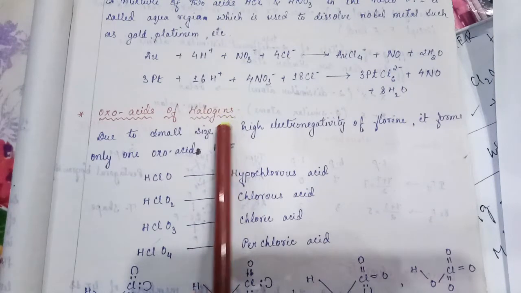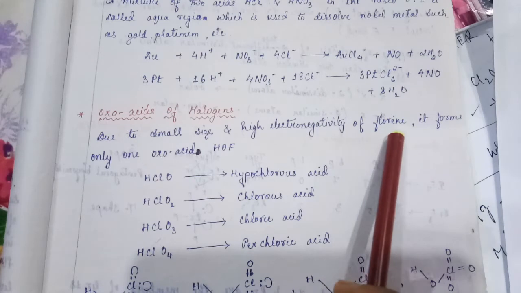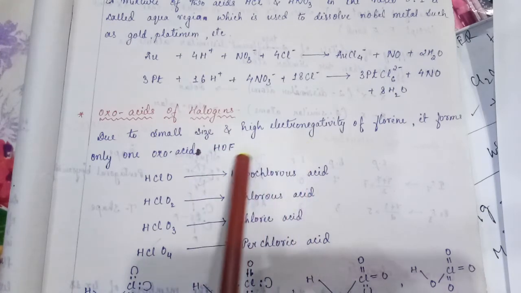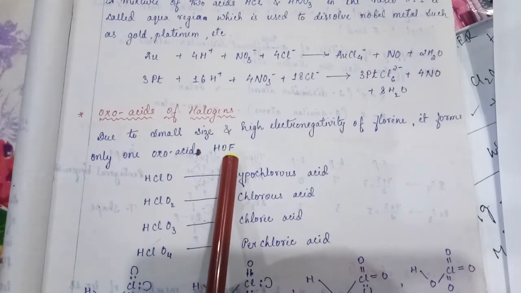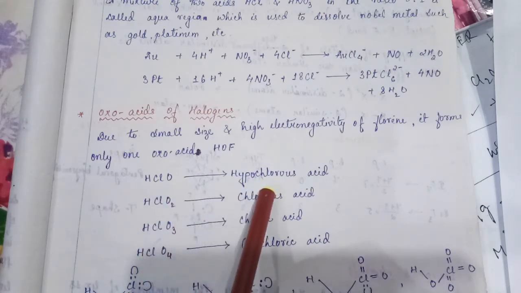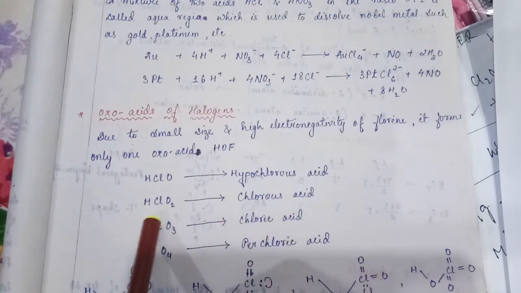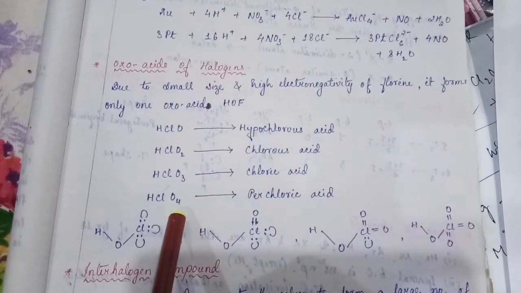Oxo acids of halogens: due to the small size and high electronegativity of fluorine, and the absence of d orbitals, it forms only one oxo acid, HOF. Now chlorine can form several oxo acids: hypochlorous acid, HClO; chlorous acid, HClO2; chloric acid, HClO3; perchloric acid, HClO4.